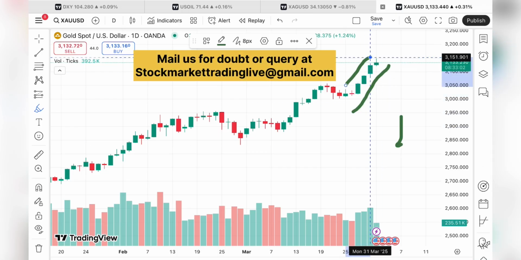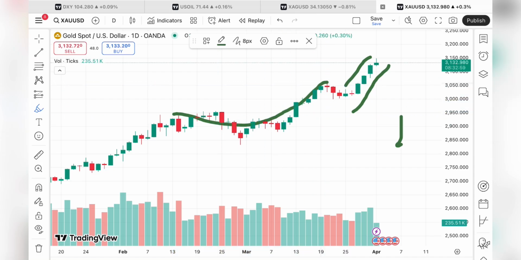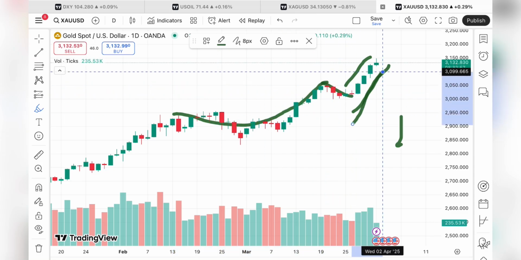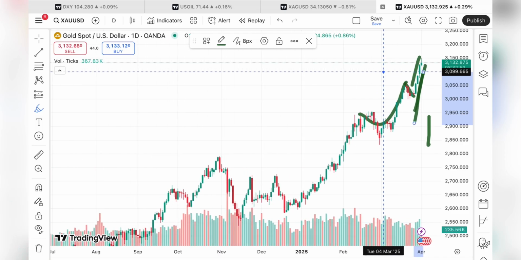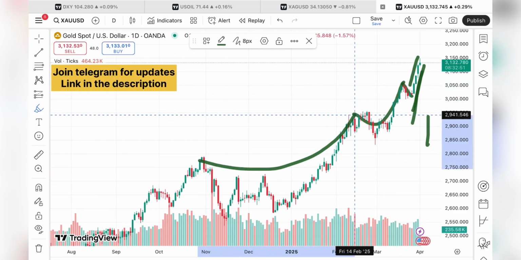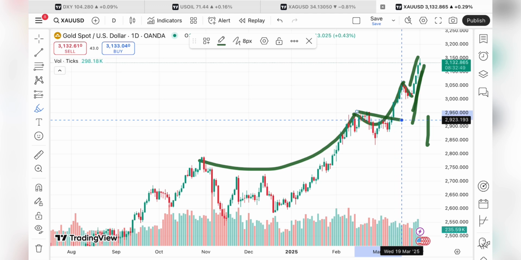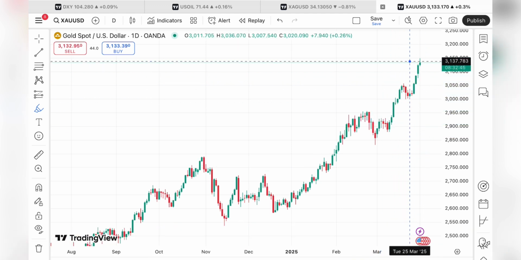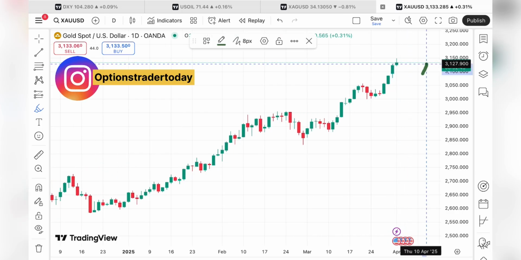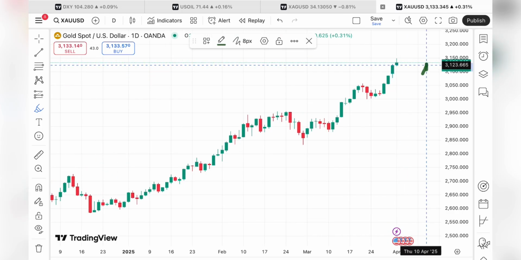If you look at this chart, a pattern has formed, then a downfall, and then a continuous upside. Looking at this trend, chances of going further upside are there, because a U pattern is forming. After that there is a fall, and we have seen a continuous rise in the price of gold.